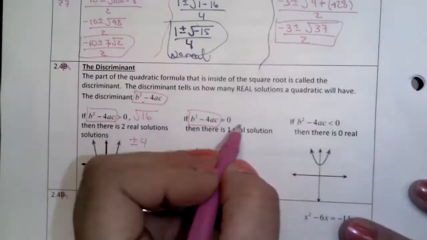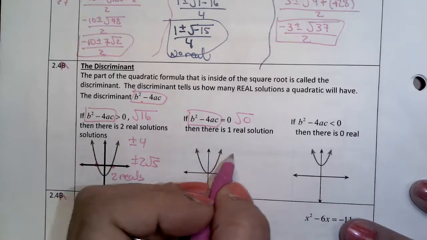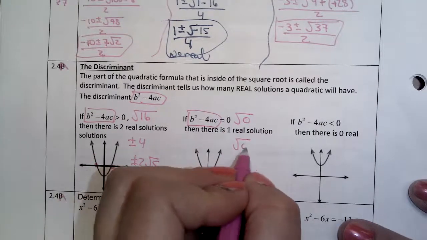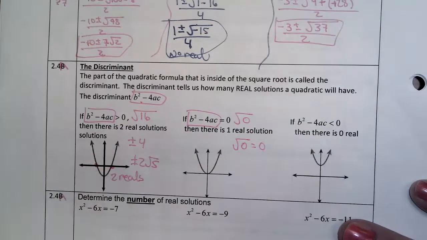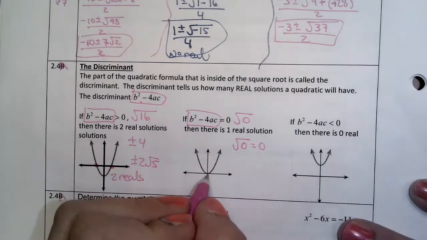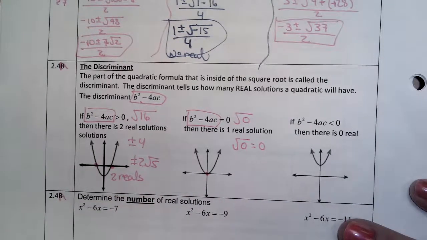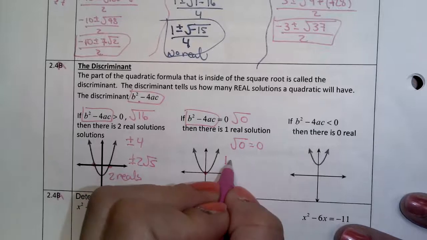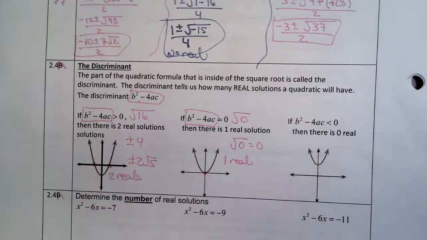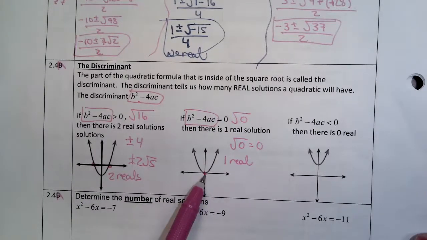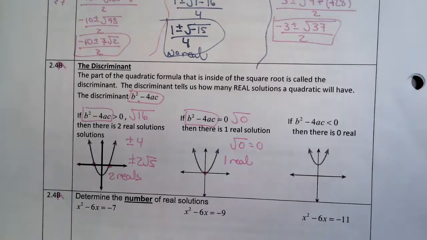Okay, if this is 0, then the square root of 0 is really just 0. So I'm going to get 1 solution. So that's going to be 1 real solution. In other words, that's where my vertex is. It's on that number.